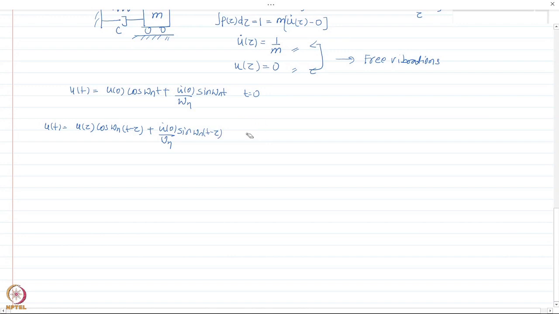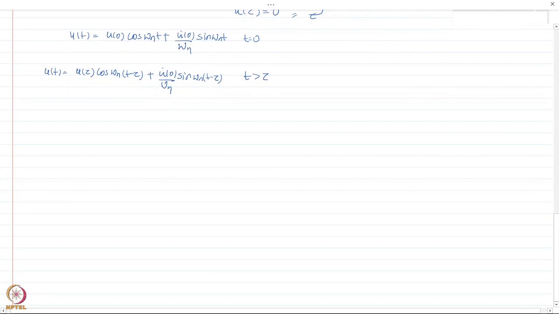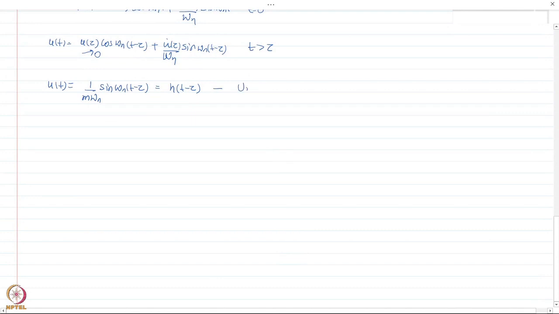And this solution is only valid for times greater than tau, because if time is smaller than tau, the response is equal to 0. Now we already know that u(tau) is equal to 0, so we are only left with this term here. One correction: this should be u dot of tau. So we'll substitute the value of u dot of tau, which gives 1 by m omega_n times sine omega_n (t minus tau). This function can also be written as h(t minus tau). So this is for the undamped system.